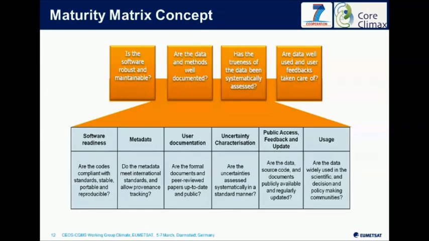And so we have 6 categories to look at. One is the software readiness, and then the metadata and user documentation, which covers basically the documentation part. The uncertainty characterization checks the trueness of the data, and then public access, feedback and update, and usage address the last question.